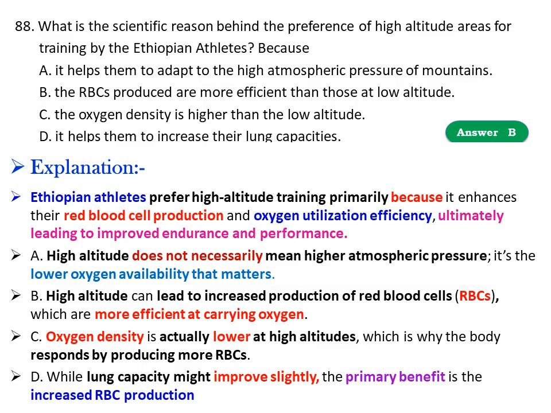High altitude can lead to enhanced production of red blood cells, which are more efficient at carrying oxygen, which improves their endurance and performance.